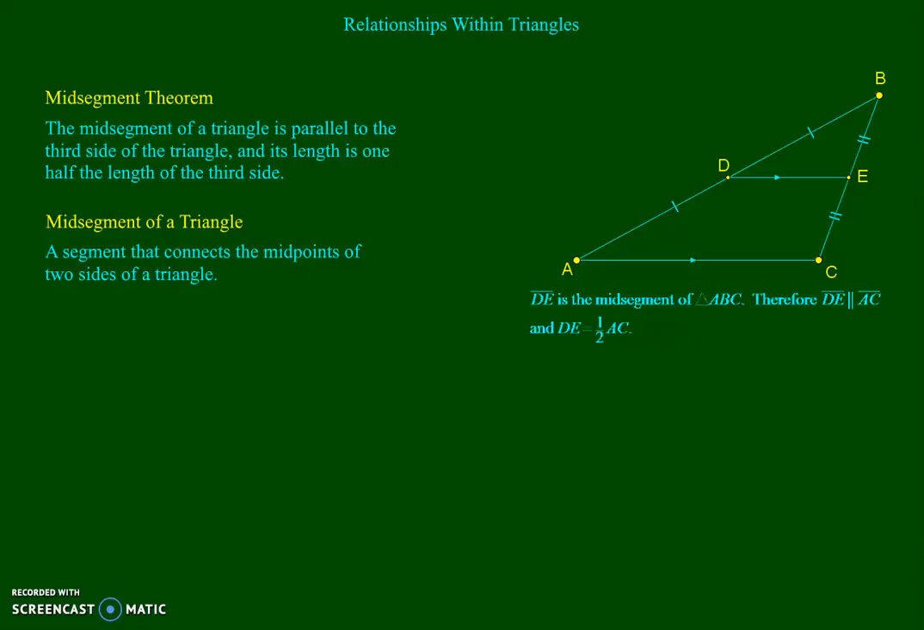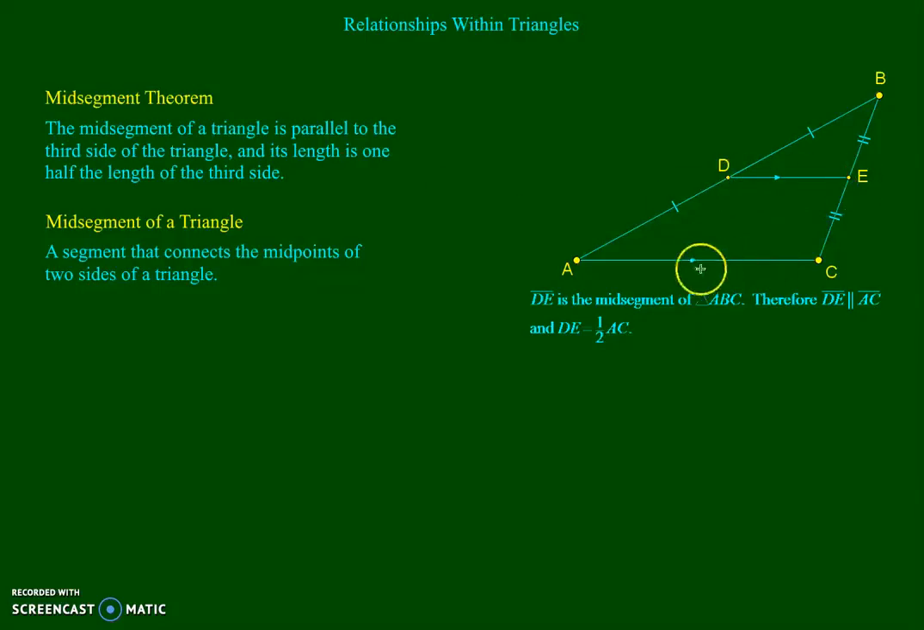This is part 4 of the series Relationships Within Triangles, and we're going to start this part with the midsegment theorem. Now, a midsegment of a triangle is simply a segment that connects the midpoints of two sides of a triangle. So in this triangle, DE is connecting the midpoints of AB and BC. And the midsegment theorem tells us that the midsegment of a triangle is parallel to the third side of the triangle, and its length is 1/2 the length of the third side.